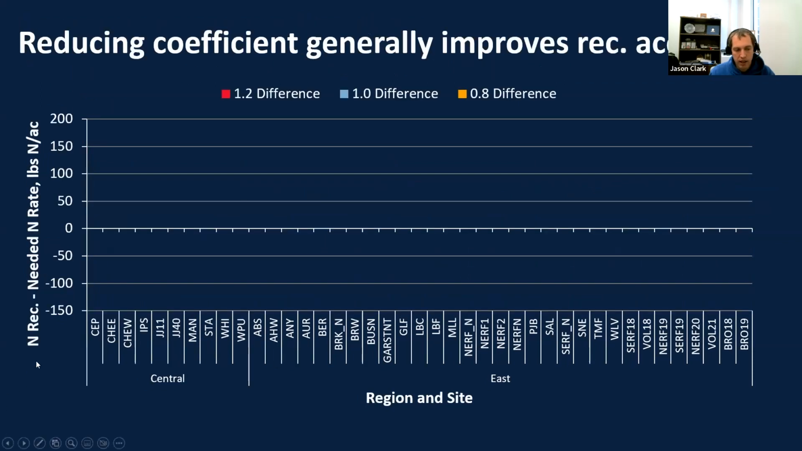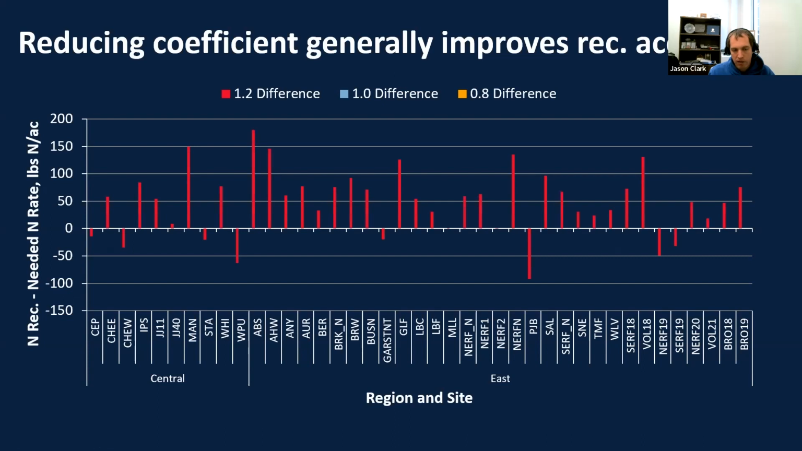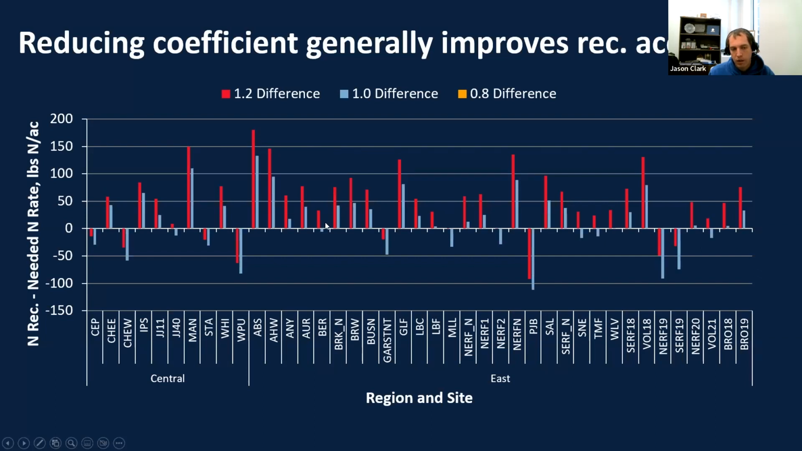So here, if we go back to this graph where we're looking at our nitrogen recommendation subtracted from that nitrogen needed, this is what we saw before. This is that 1.2 difference. Now, if we look at this blue bar next, we're going to look at the difference using a coefficient of 1.0. And what we want to see is, do we tend to get closer to 0 with this blue bar? So we can see when we're above here, when we're overestimating, that red to blue always is getting close to 0 for the most part.